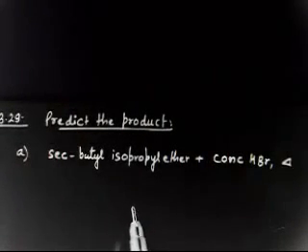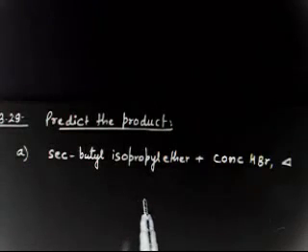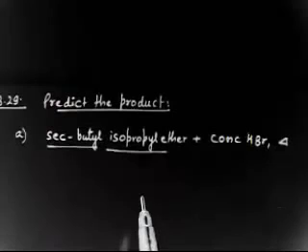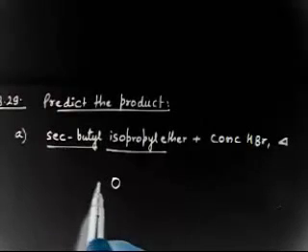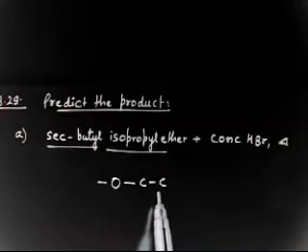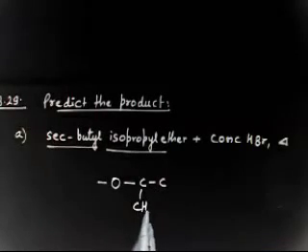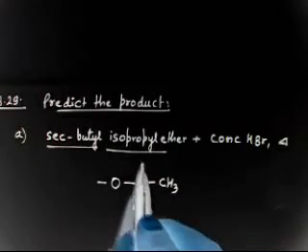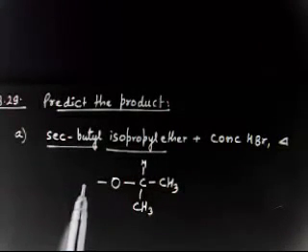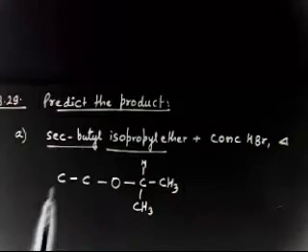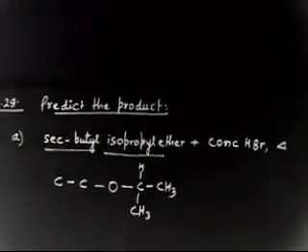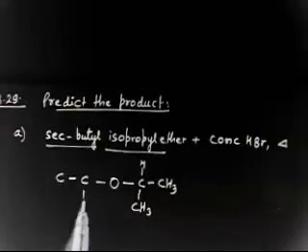So first write the structure of sec butyl isopropyl ether. One side you will have the sec butyl group, the other side the isopropyl group. So oxygen, and on one side, let us say isopropyl, so C, CH3, here you have CH3, so this group is the isopropyl group. Now this side you will have a secondary butyl, so you have 4 carbons, 1, 2, and so you will have this molecule.